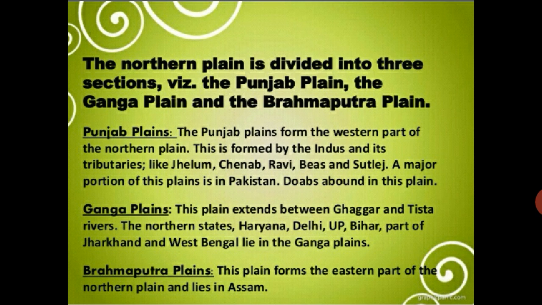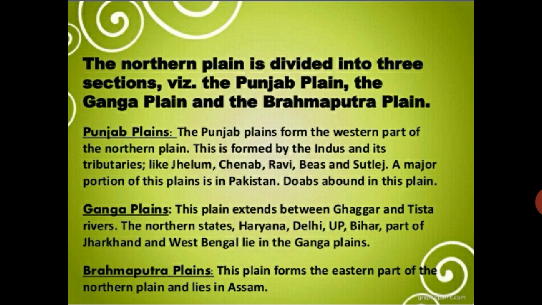Doabs are found around in these plains. Ab means water in the Punjabi language, and Do means two. The part formed by two water bodies is the doab. Punjab also has ab in it. Punjab means: ab means water, and punj means five. Because in Punjab five rivers are there, and the area in between the five rivers is the Punjab.